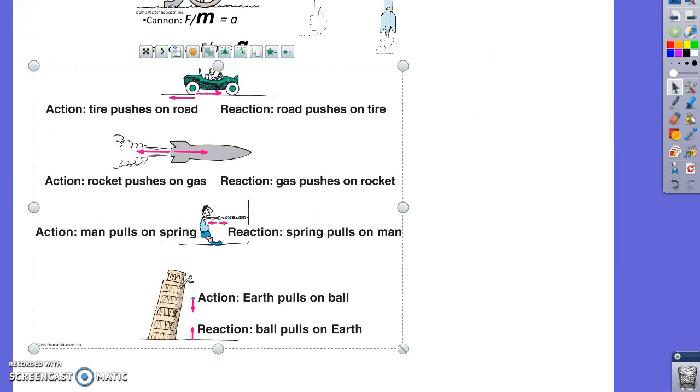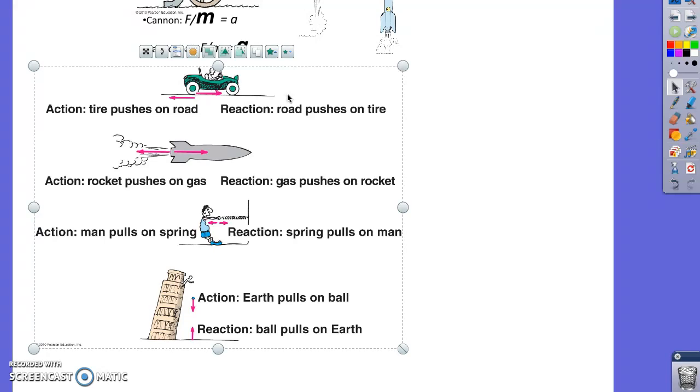All right, let's look at some action-reaction examples. A lot of times, like I said, we think of forces as just one force, and we don't think about the other force that has to accompany it. So, for example, if you have a car going down the road, the tires are pushing on the ground, and the ground is pushing back. Once again, it doesn't matter which one's the action or reaction, but the wheels are pushing on the ground and the ground is pushing back, which pushes the car forward.